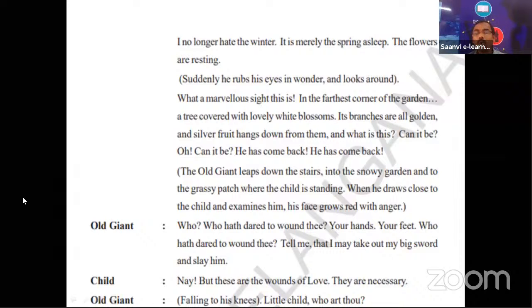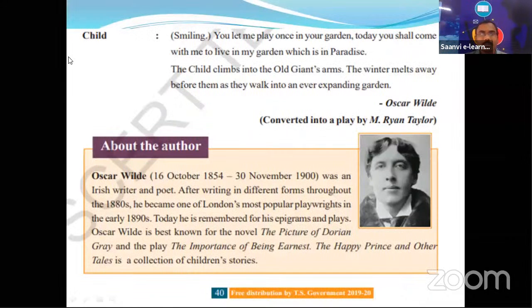"Little child, who art thou?" Who are you? The old giant asked the little child, "Who are you?" Then the child, smiling, said, "You let me play once in your garden. Today, you shall come with me to live in my garden, which is in paradise."